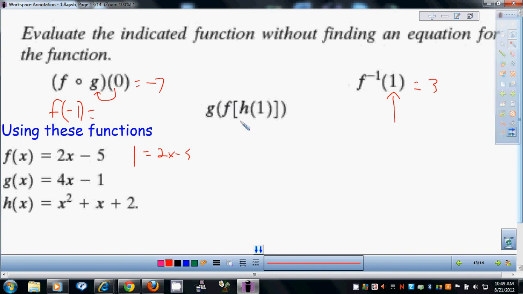And this third one's just showing off. Plug in 1 for the h, then plug that in for the f, then plug that in for the g. This is really the hardest one right here. Just remembering to plug it in for the y and not the x.